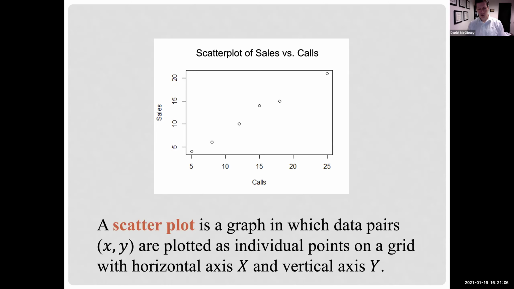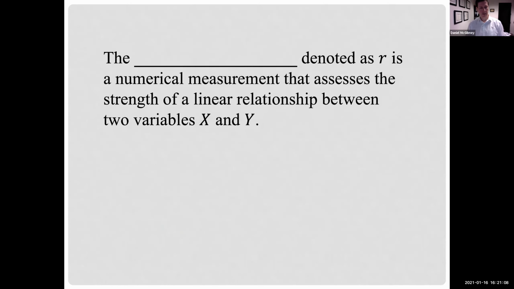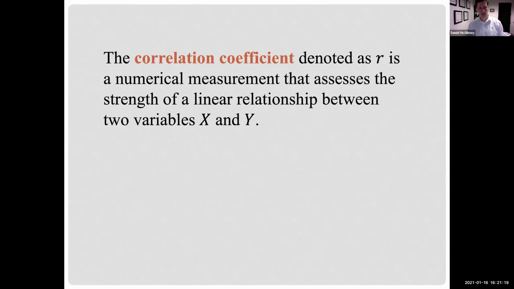Now, the correlation coefficient is an attempt to quantify the correlation between two variables. In particular, the correlation coefficient, denoted as R, is a numerical measurement that assesses the strength of a linear relationship between two variables, x and y.